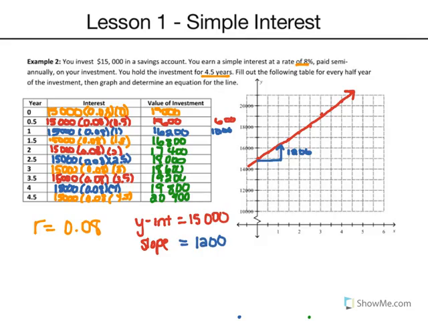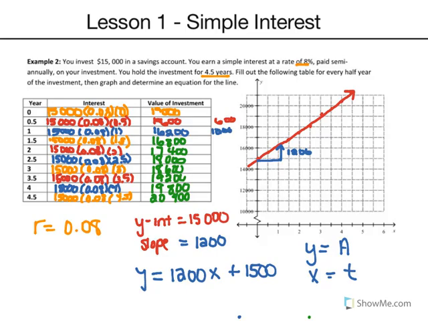So our equation for this line would be y is equal to 1,200x plus 1,500. And our y would be the same as our future value, and our x would be the same as our term, how many years in the term. So we could say this is A is equal to 1,200 times t plus 1,500. 15,000. So what 1,200 is, it's 8% of 15,000.